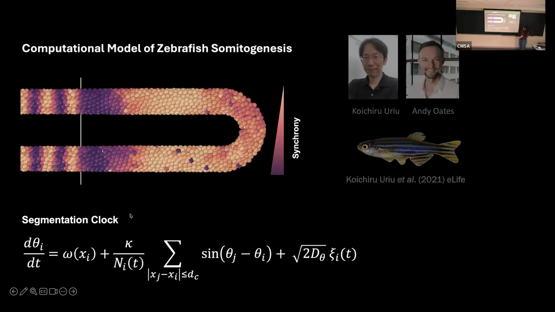So we've got the segmentation clock, a traditional Kuramoto model, where theta of i is the phase of a cell, and how that changes depends on an intrinsic frequency of the cell that's different along the posterior to anterior axis to reflect the slowing down that we see in zebrafish. Then a synchronization term with neighbors that are a cell's diameter away, given by a constant kappa. And then also a noise term.